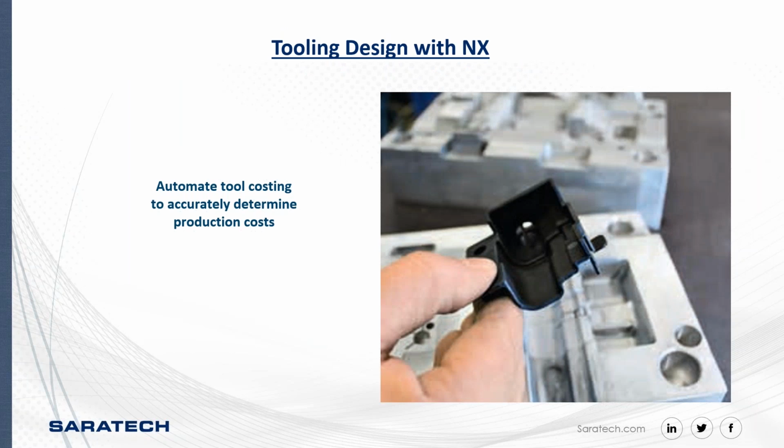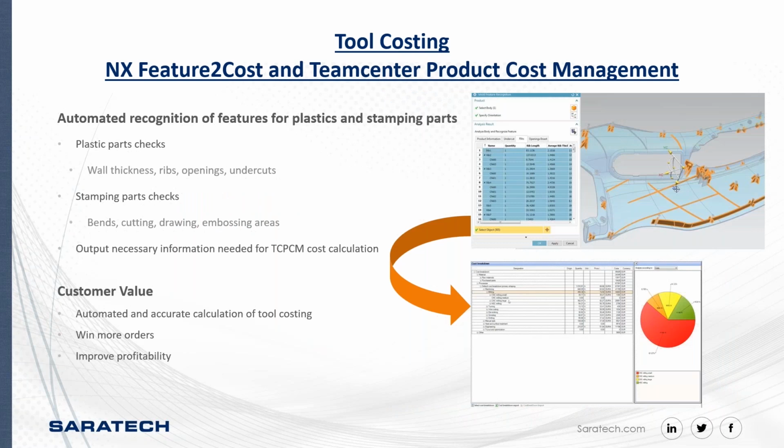Now, tooling design with NX. This is a very important part of the modifications in NX 12. It automates the tool costing to accurately determine production cost. This is called NX Feature to Cost, and it's a Teamcenter product cost management tool. It automates the recognition of features for plastics and stamping parts. The plastic parts check wall thickness, ribs, opening, undercuts; stamping part checks bends, cutting, drawing, embossing, and it outputs necessary information needed for the TCPCM cost calculation.